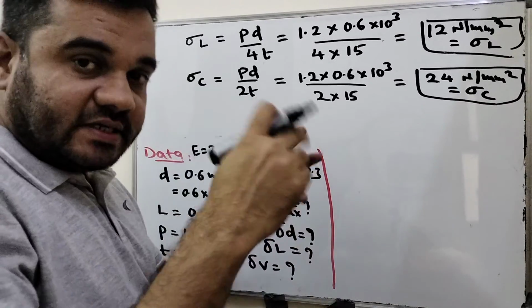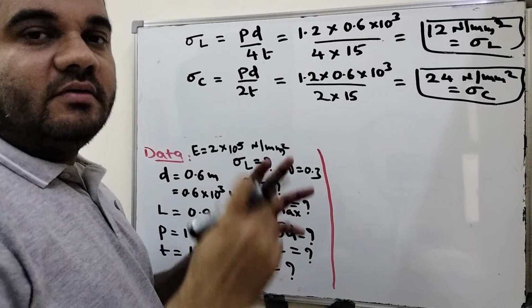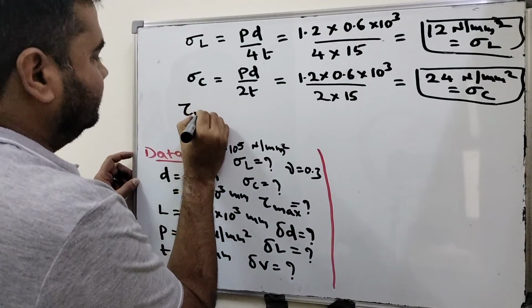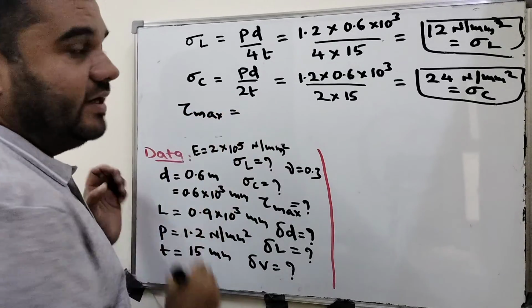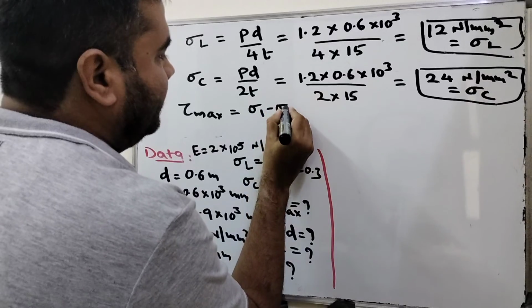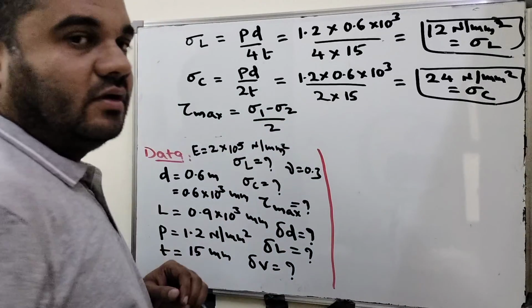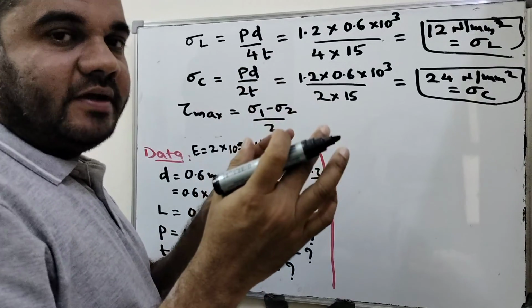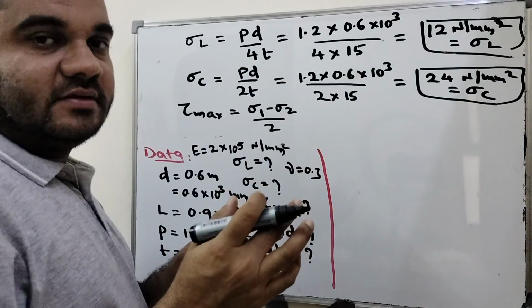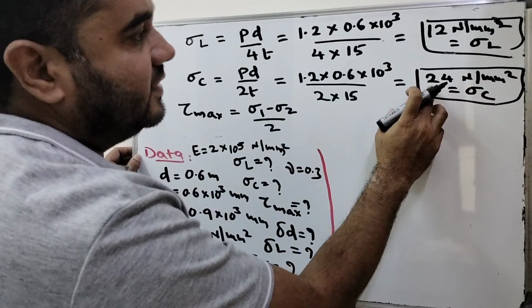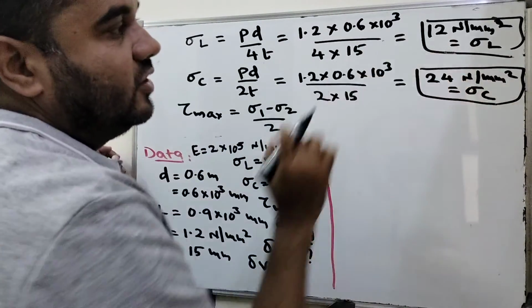Now, the maximum shear stress developed in the cylinder. Maximum shear stress is, in general, sigma 1 minus sigma 2 divided by 2, whatever the maximum stress is, minus the minimum stress, divided by 2. So here, which one is the maximum stress? The circumferential stress is 24, and the longitudinal stress is 12.